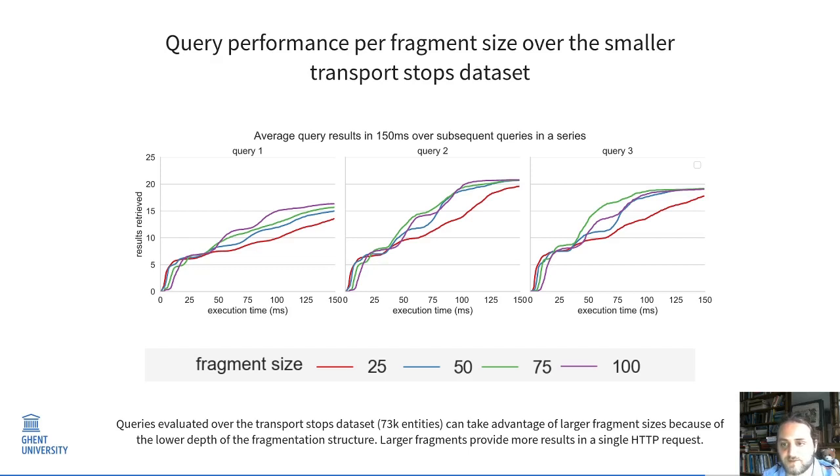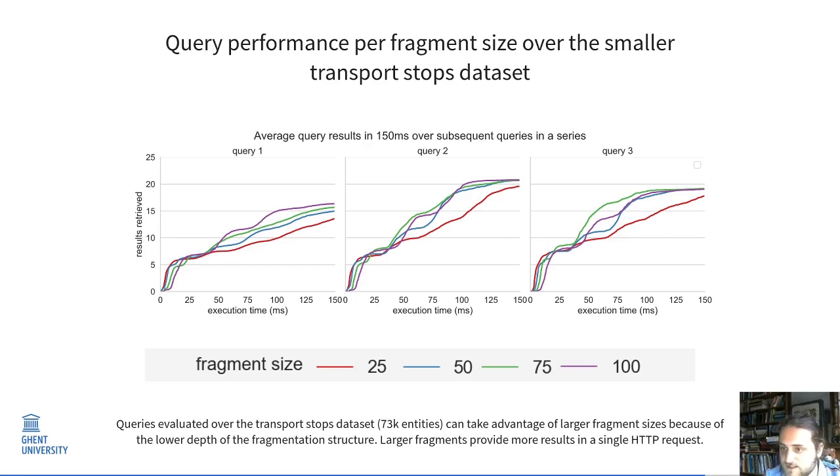This is attributed to the fact that the depth of the tree structure is smaller, and that there are more results per fragment that is retrieved from the server, so it can give more results at a quicker pace, and it does not have to traverse that deep in the tree structure to find these results.